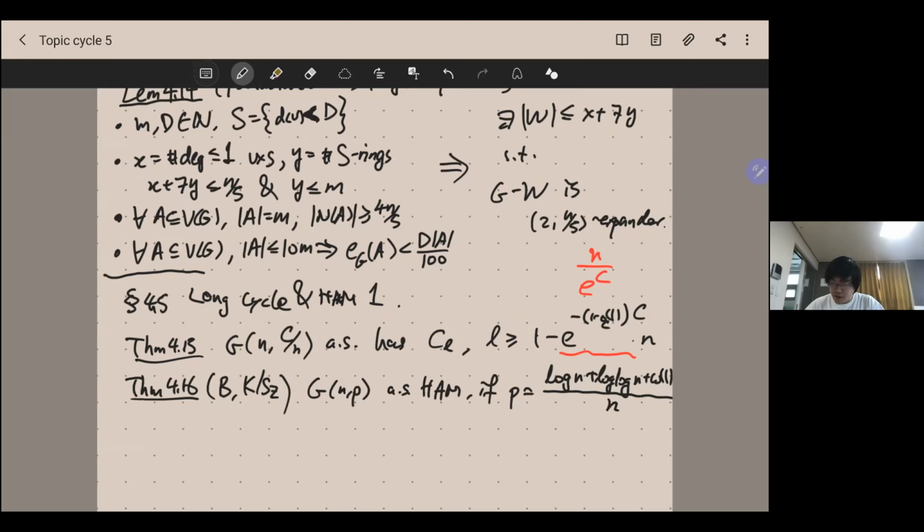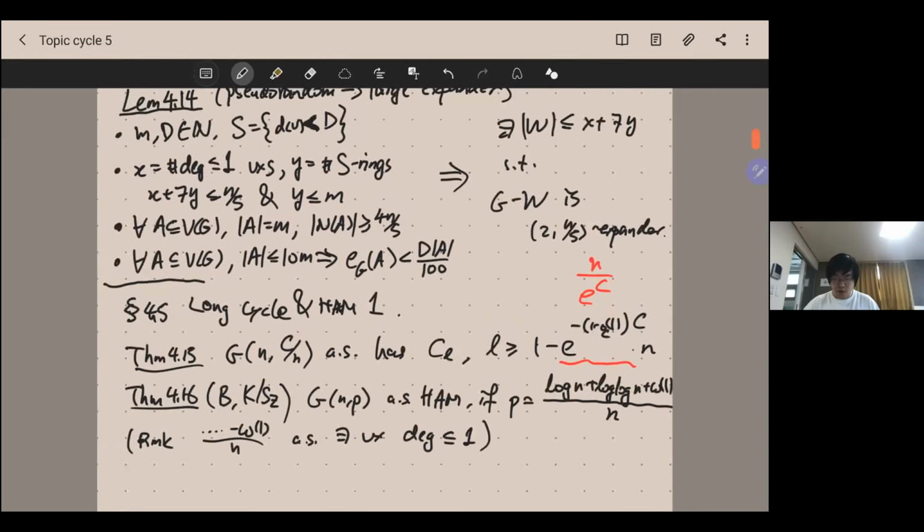Just a quick remark: if you change this plus to minus omega(1), with the same probability, then almost surely there exists a vertex of degree at most 1. So this is the same probability threshold for minimum degree at least 2. The two coincide. This is why it's quite sharp.